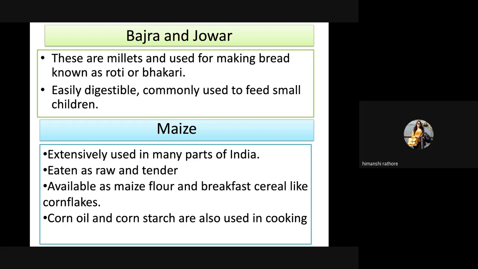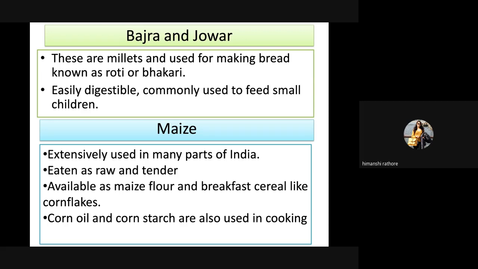When you are having a chapati of multigrain atta, that is more nutritious in comparison to a chapati prepared with wheat alone. So your wheat has to be fortified with bajra and jowar, because they are easily digestible and they provide you a numerous amount of fiber.